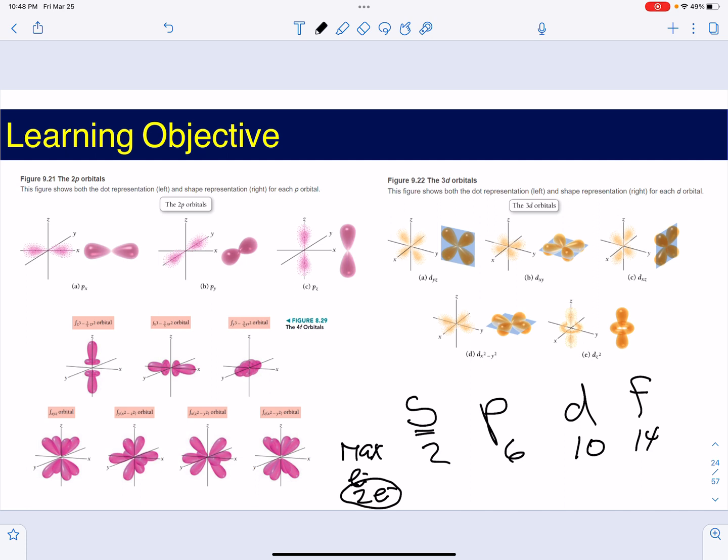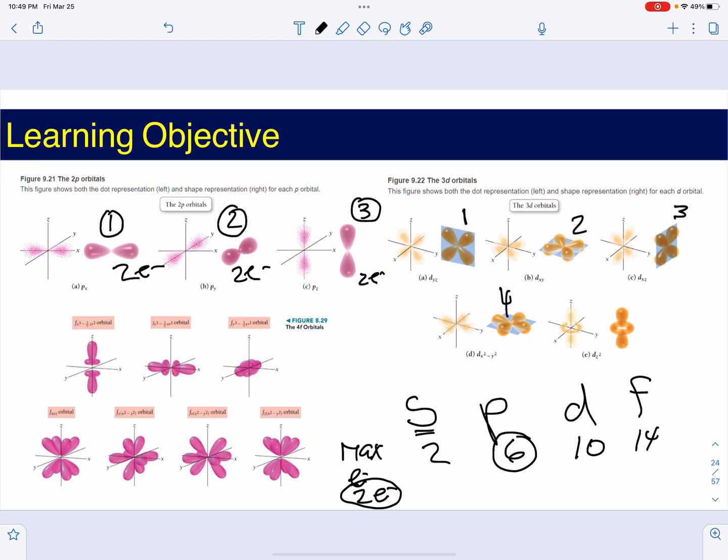However, for the p orbital in 3D space, you have one on the x-axis, one on the z-axis, and one on the y-axis. Each one of them can take 2 electrons. So that's why p is 6 electrons. Same logic follows for d. There's 1, there's 2, there's 3, there's 4. So there's 5 different arrangements where the electrons can be.